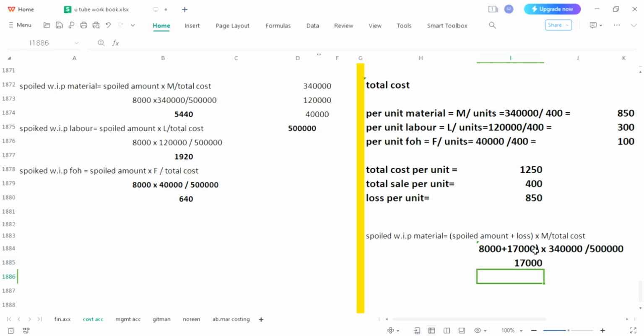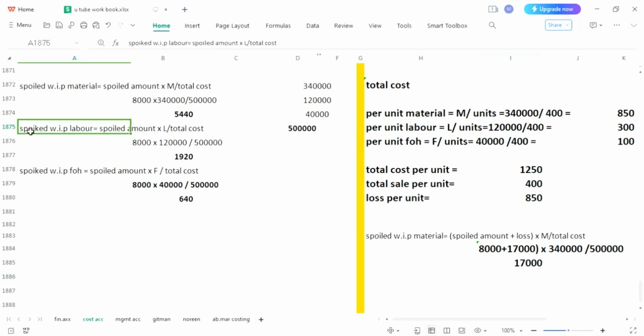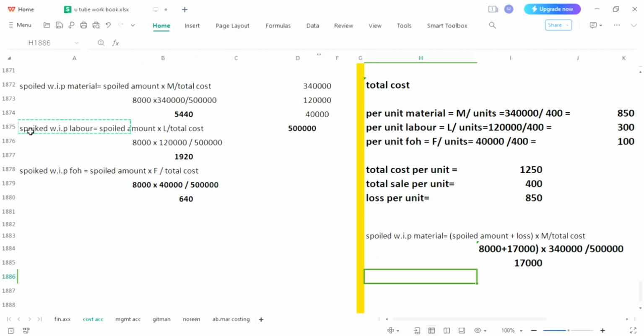So the first amount has been calculated. Let it be checked again. 8,000 plus 17,000 multiplied by 340,000 divided by 5 lakh. Surprisingly, the same amount is coming over here. Then you have your second formula, your spoiled goods for labor. Spellings are mistakenly written over here. Spoiled goods, let's make them correct.